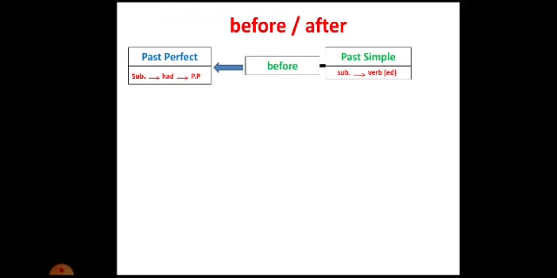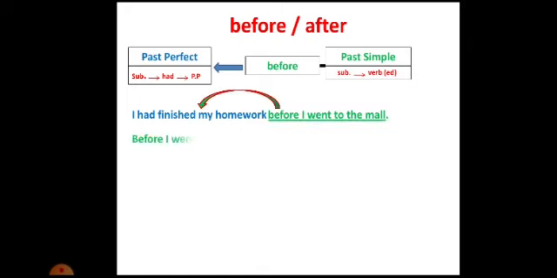Now look at this example. I had finished my homework before I went to the mall. So first, I did the homework, then I went to the mall. So what happened first is expressed by the form of the past perfect. Now we can also start with before, but we have to move the before clause to the beginning, like this: Before I went to the mall, I had finished my homework. Please be careful about the punctuation, because in that case you should use the capital letter at the beginning, and also you should separate the two clauses with a comma.